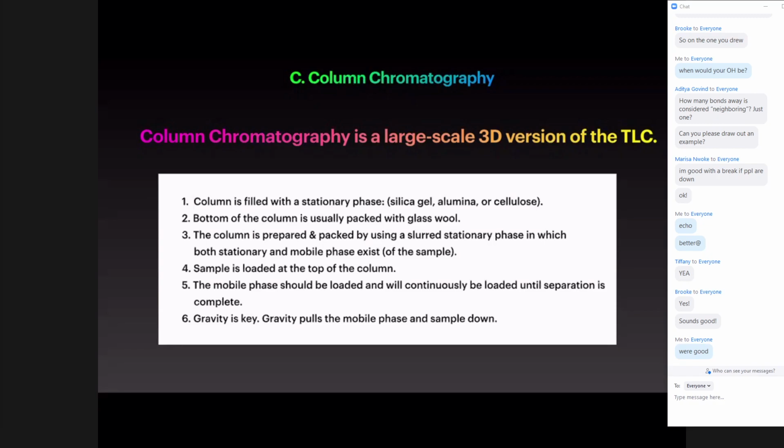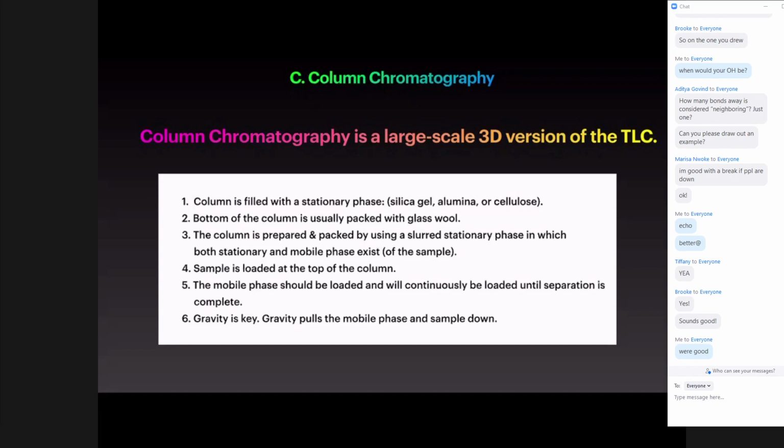Let's see. So column chromatography is a large scale 3D version of the TLC. Column, here are the steps. The column is filled with the stationary phase, which is silica gel or cellulose or alumina. The bottom of the column is usually packed with glass wool. The column is prepared and packed by using a slurried stationary phase in which both stationary and mobile phase exist.